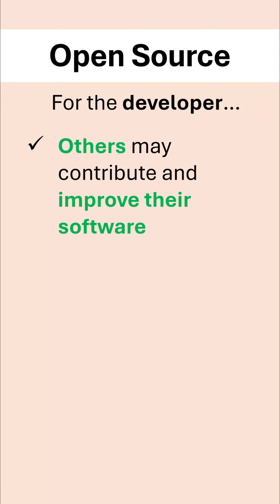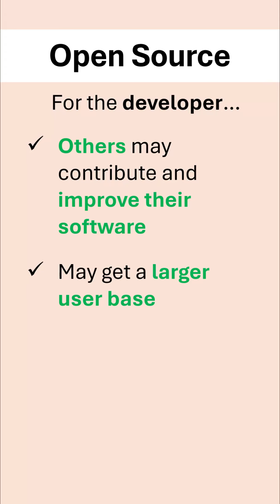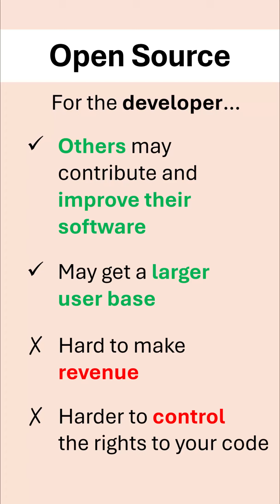Now, why would a developer choose to put their code out for free? Well, they might not have the skill or the time to make it as good as they want it to be. They might be hoping that others contribute to it and improve the software. They might also get a larger user base in publishing free software, but it's hard to make any revenue really, and you've got a lot less control over the rights to your code.